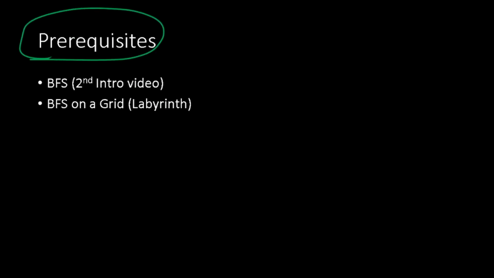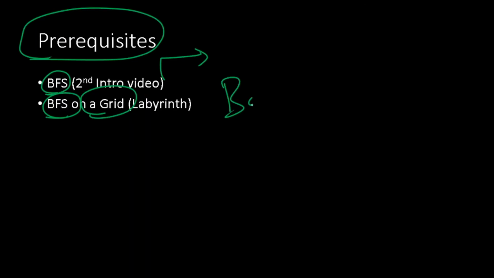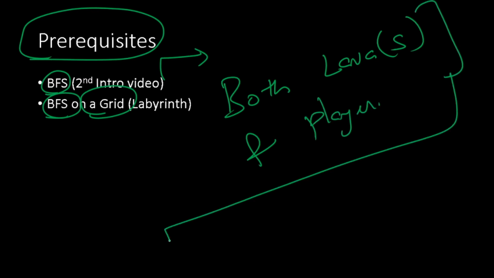So the prerequisites of this problem are of course BFS. Watch the second introductory video if you haven't done it already. Second is BFS on a grid, because as you could see, we were propagating our lava, or rather lavas, and our player, both are propagated as BFS on grid. Okay, so go ahead and watch that video if you haven't already.